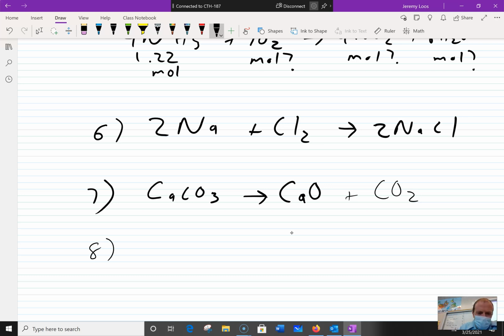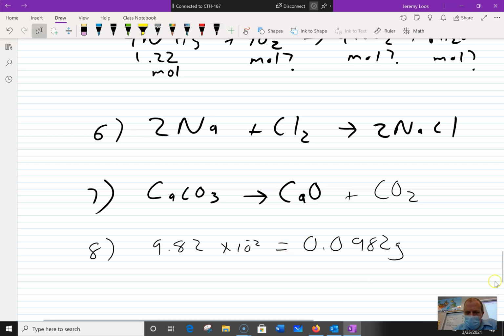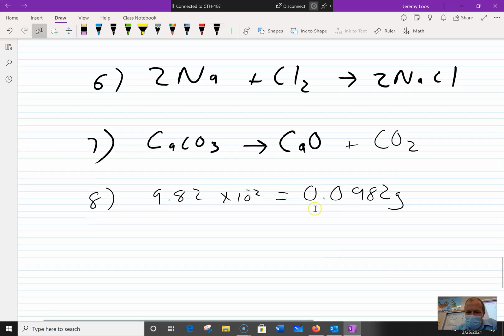8 is another one that people get a little bit confused on sometimes. They get thrown off by the scientific notation. But one way around the scientific notation problem is we could just change it out of scientific notation. The -2 means move the decimal 2 spots to the left.